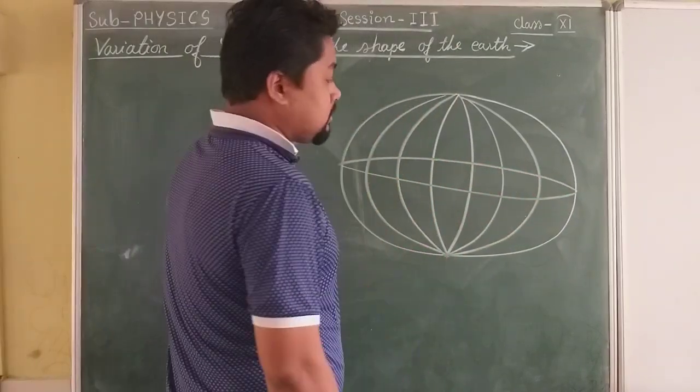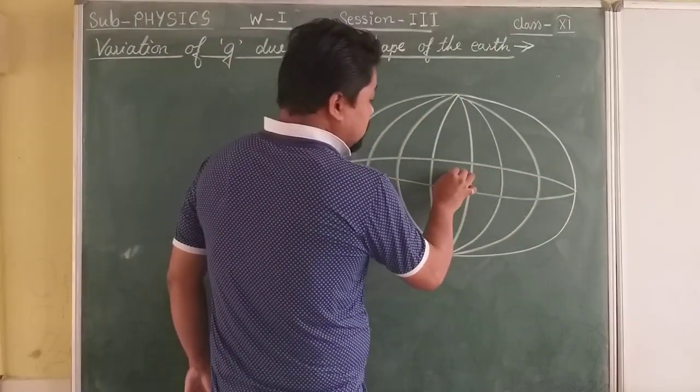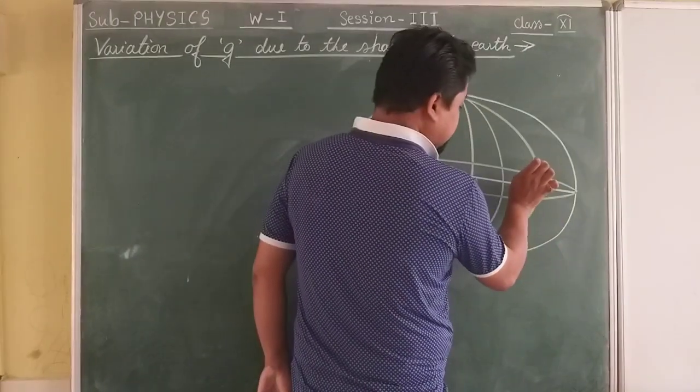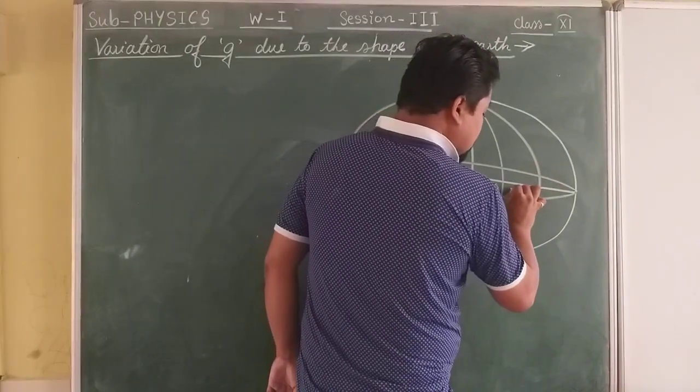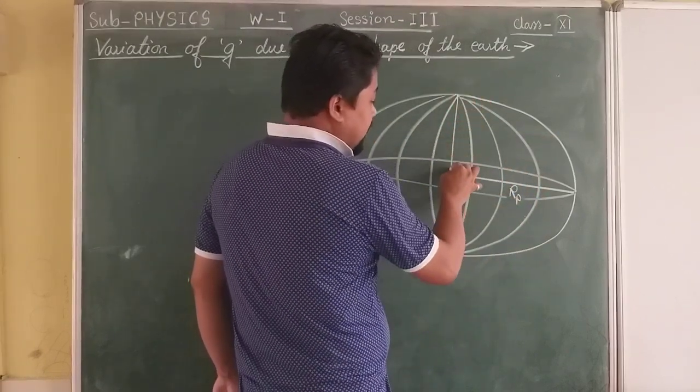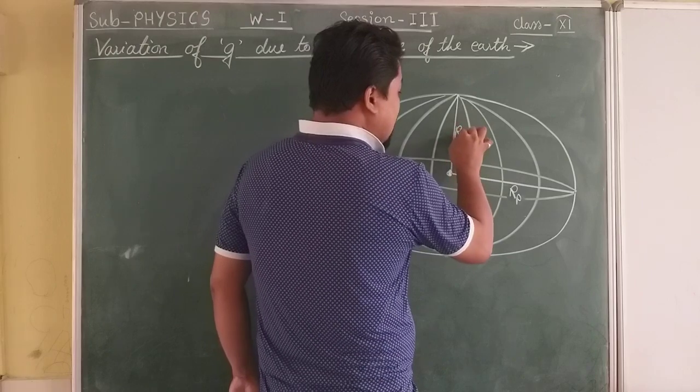The earth is like this. This is the center of the earth. So the equatorial radius, R suffix E, is greater than the polar radius. Okay, R suffix P.